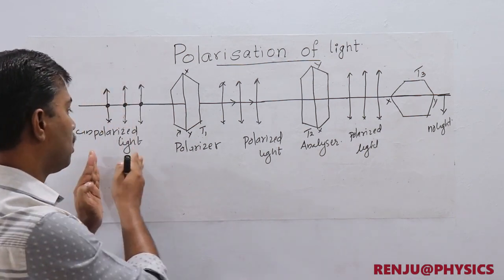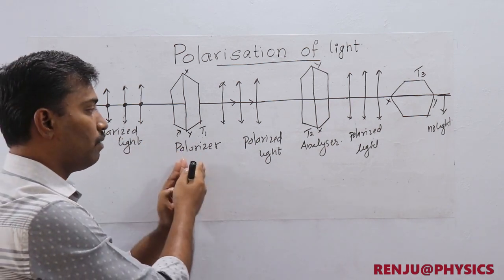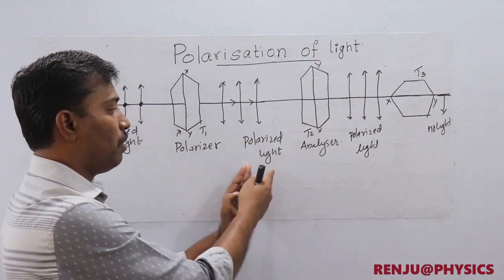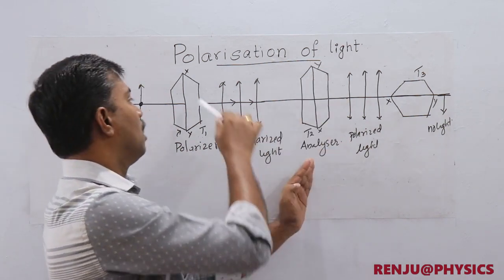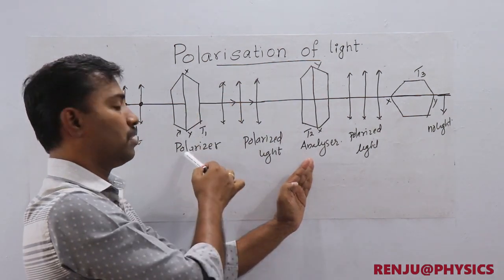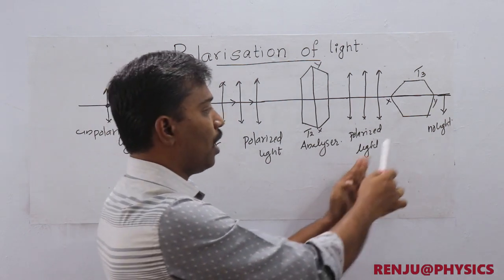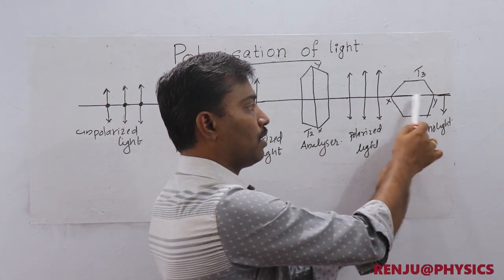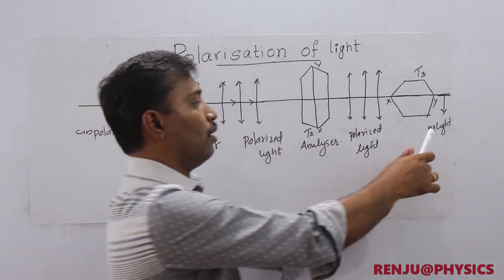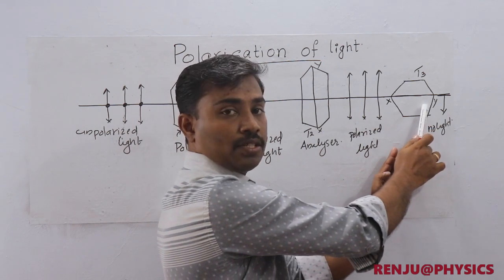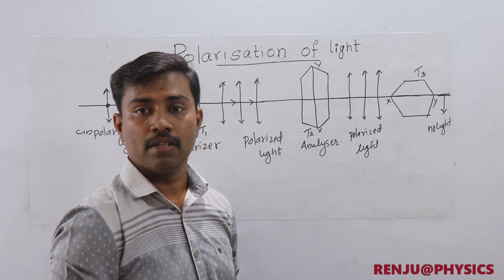Here an unpolarized light, meaning vibration in all directions, is passed through the polarizer. We get polarized light, which is passed through another crystal. Here the crystal axis is parallel to the first crystal, T1, so we get polarized light. It is then passed through another crystal. Here the axis of the crystal is perpendicular to the axis of the polarizer, so no light is coming out from the crystal T3. So we can prove that light is transverse in nature.